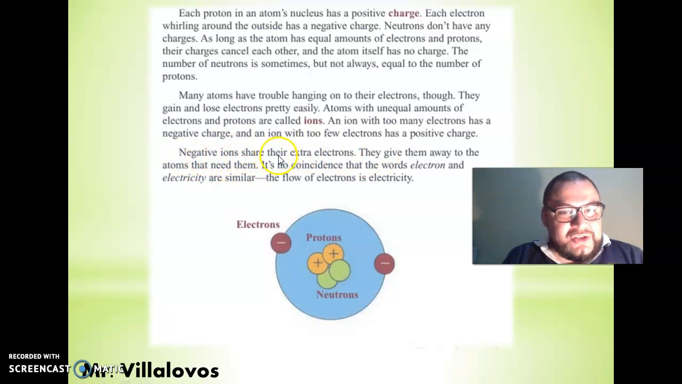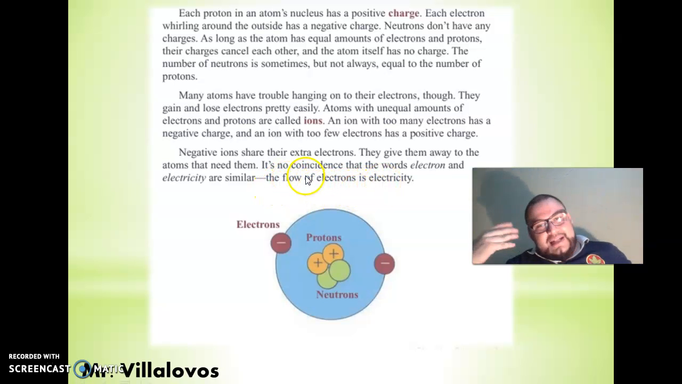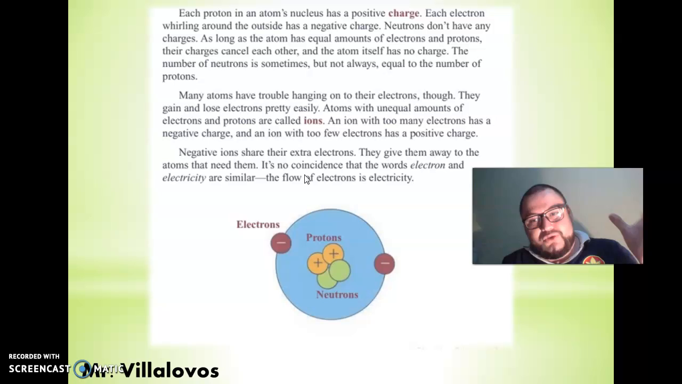Negative ions share their extra electron and give it away to the atoms that need them. It's not a coincidence that the words electron and electricity are similar. The flow of electrons is electricity. If we don't have the same number of protons and electrons, we can have an explosion. So this is science and chemistry.